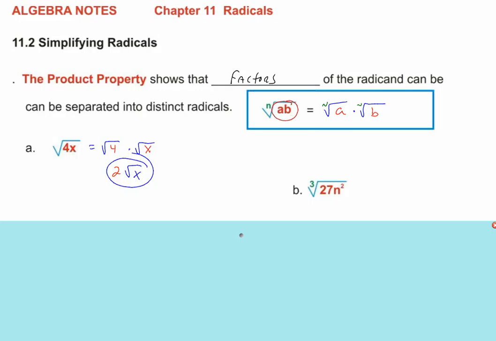We're really trying to take the root of anything we possibly can, but here's the point. Keep it the exact value. That's what we're after. Now when you have a variable involved, we've got to deal with that, but the point is we want to keep it exact. So if you look at B, again, I can split this thing up into the cube root of 27 times the cube root of n squared.